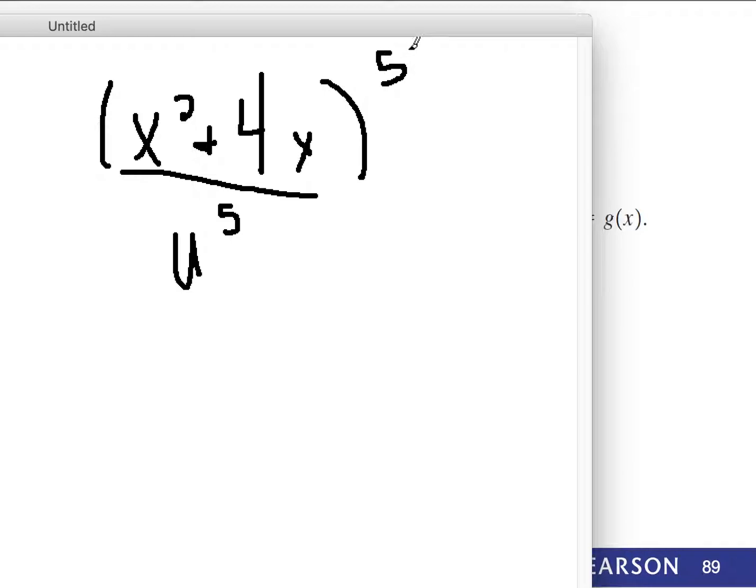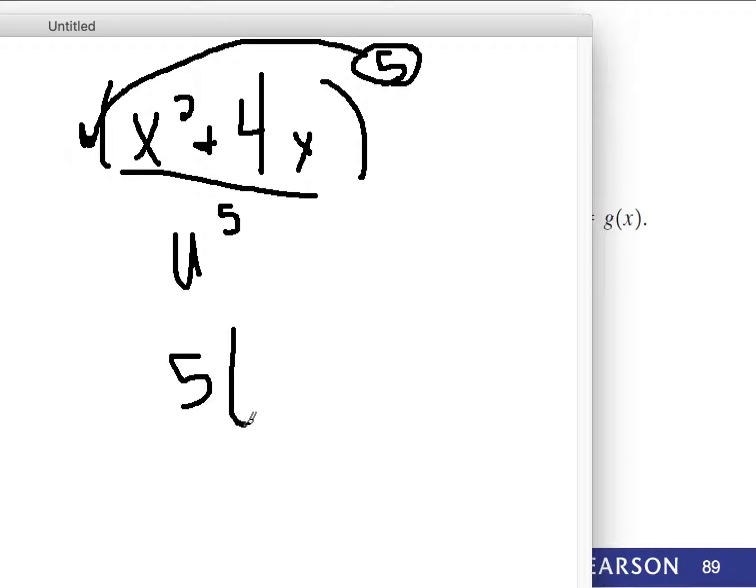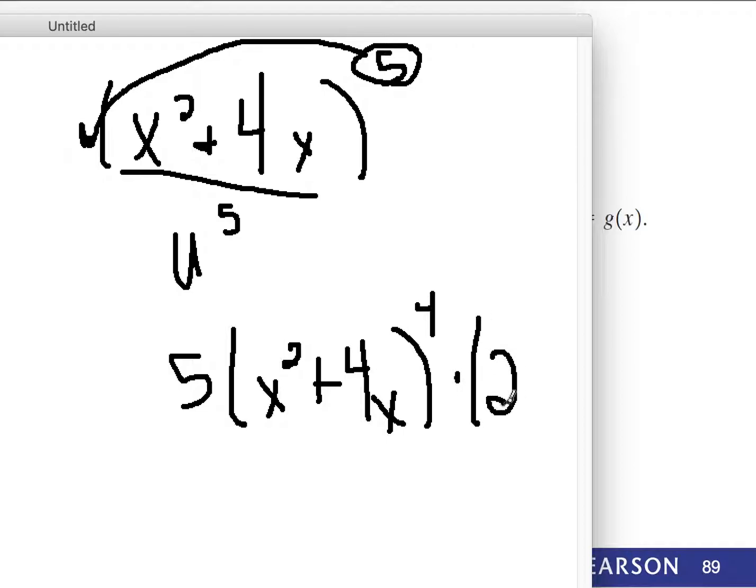So when I do this, I'm going to take the derivative from the outside in. I'm going to bring the 5 to the front. So I get 5 times x squared plus 4x, and I'm going to subtract 1, so I get to the 4th power. Then I'm going to multiply by the derivative of the inside, which would be 2x plus 4.